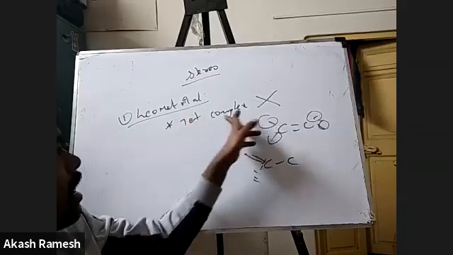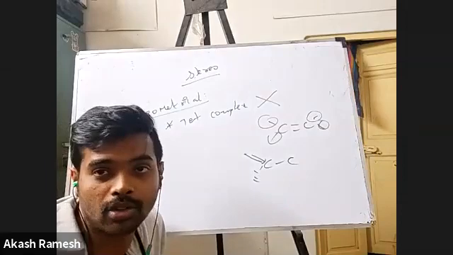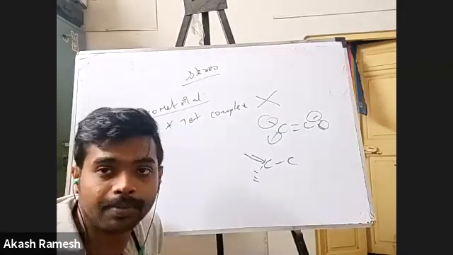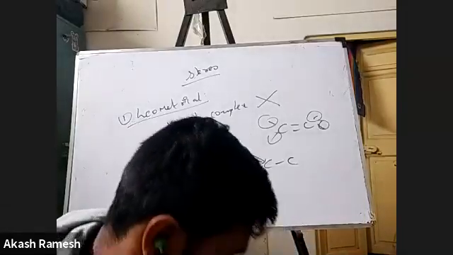Now this geometrical isomerism is not possible in tetrahedral complexes because you know how the structure is going to be. It is not a planar structure. Okay, right? Fine.